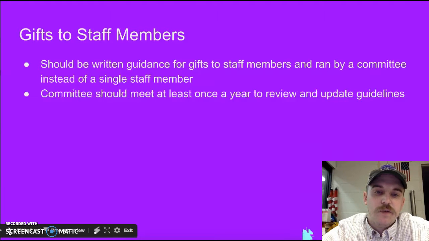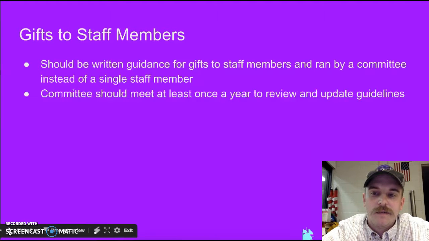Gifts to staff members. There should be written guidelines for gifts to staff members, and it should be run by a committee instead of a single staff member. One of the big reasons is that it takes the pressure off that single staff member. It gets rid of some of the worry that they may have about being in charge of it. It also takes away the opportunity for a member to take that money, maybe misplace it, steal it, things like that. This committee should meet at least once a year to review and update guidelines.